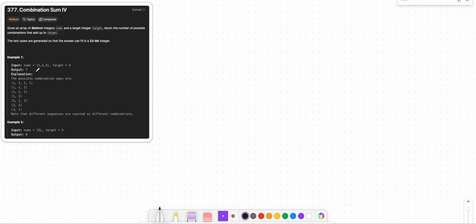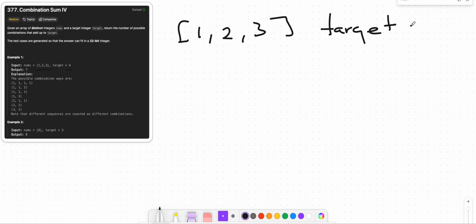Basically, the question is: given an array of numbers and a target, how many combinations of these numbers add up to my target? The numbers here are 1, 2, 3, and my target is equal to 4. How many combinations of these numbers add up to my target of 4?